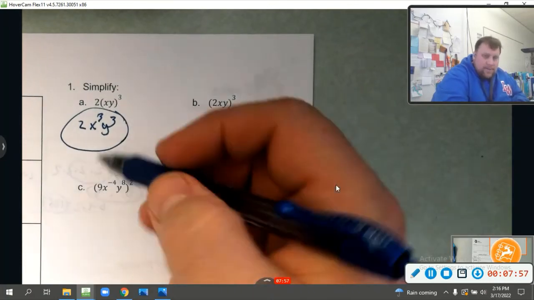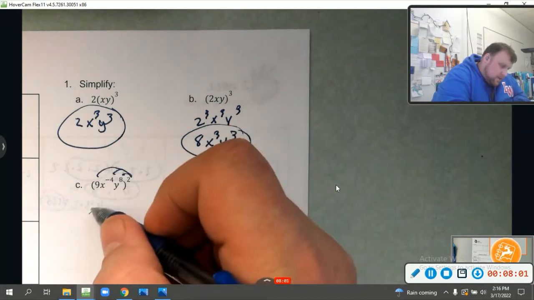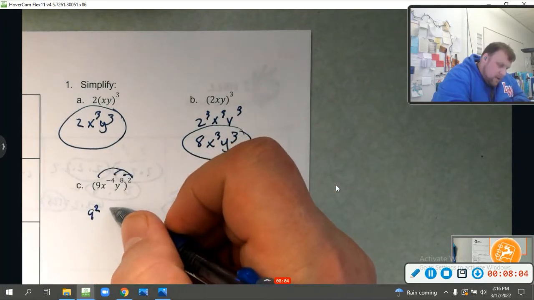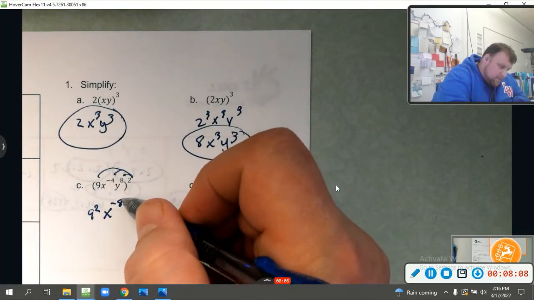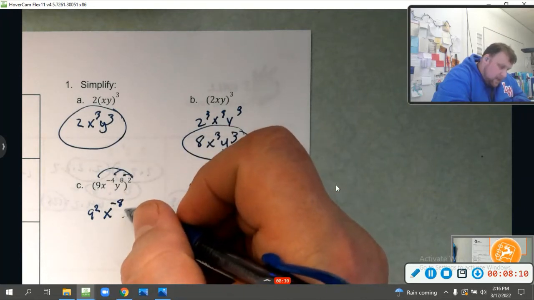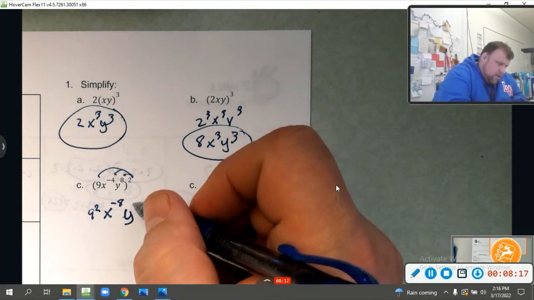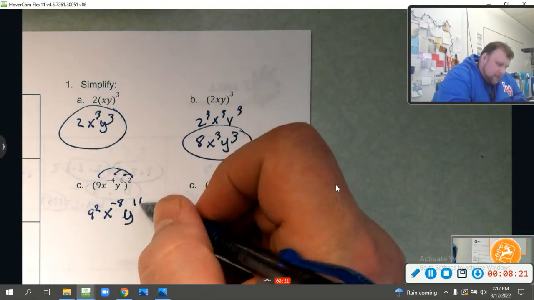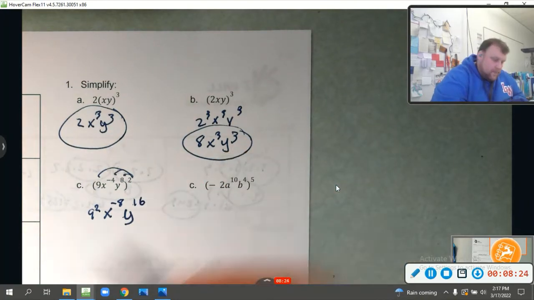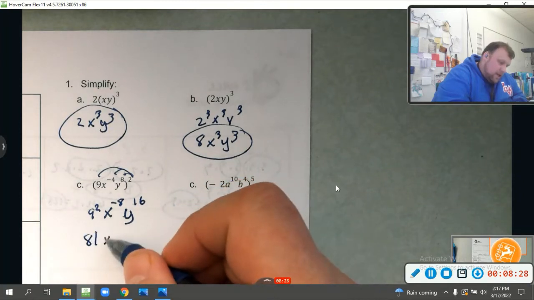All right, and again, we're just distributing this 2. So I'm going to have 9 to the 2nd power, times x to the negative 4 times 2, which is negative 8 power, and y to the 2 times 8, which is 16th power. Awesome. And let's finish it off: 81, x to the negative 8, y to the 16th.